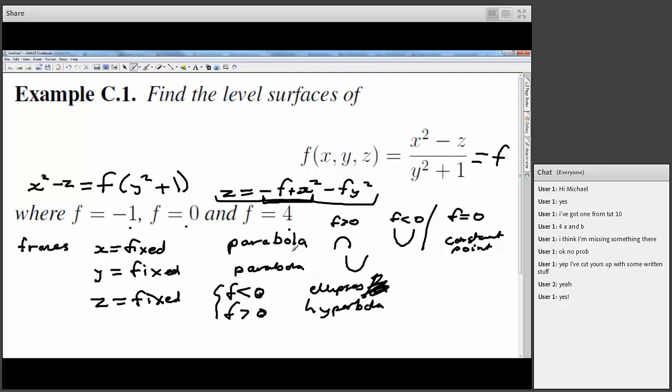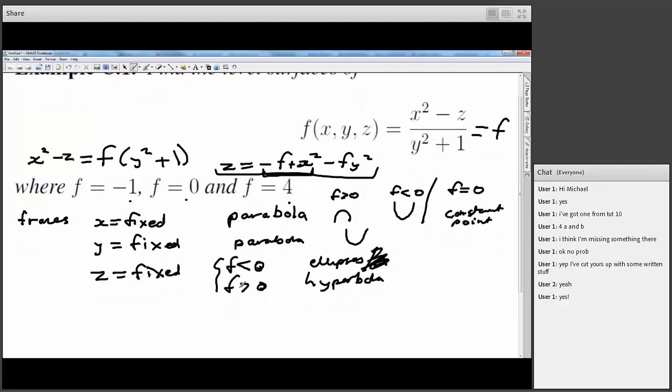So a parabola is a mix of linear and quadratic. Ellipses is a sum of squares. Hyperbolas is a difference of squares. That's the basic way of detecting them. So when you do traces, f equals 0 is special, so we'll leave that one to one side for the moment. But for the other cases, f equals minus 1 and f equals 4, you've got traces in two different directions being the same. That gives you the basic type.